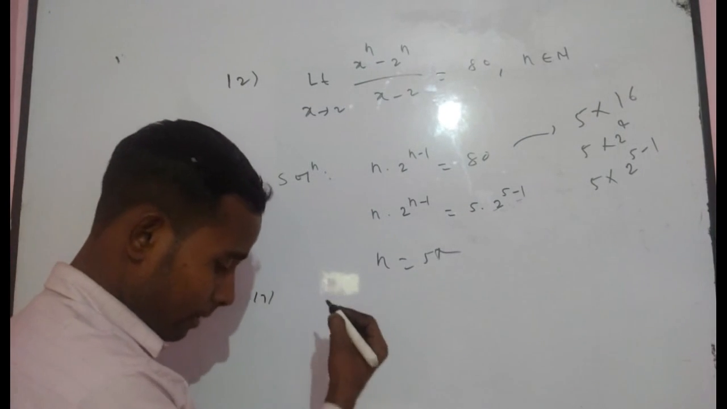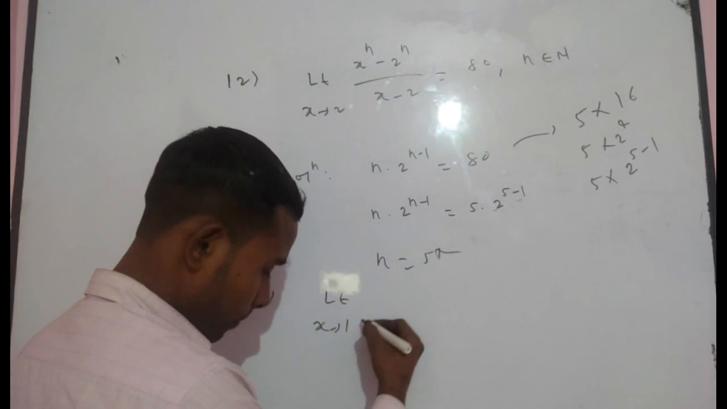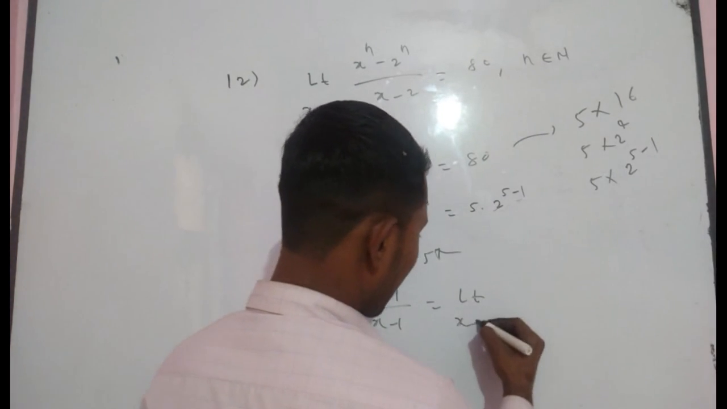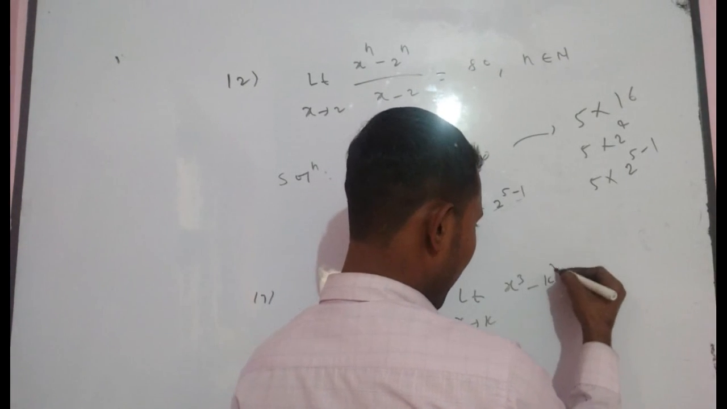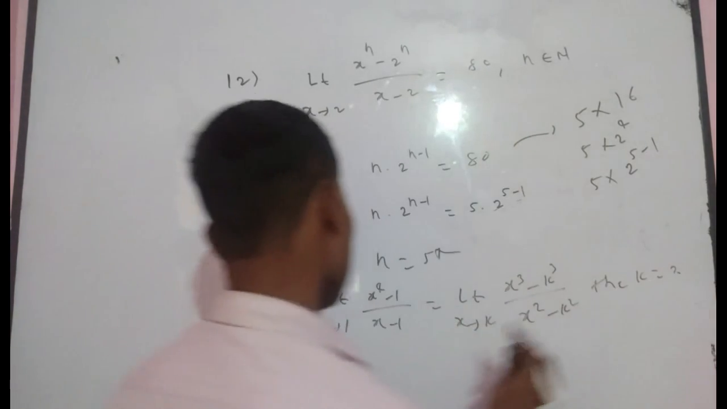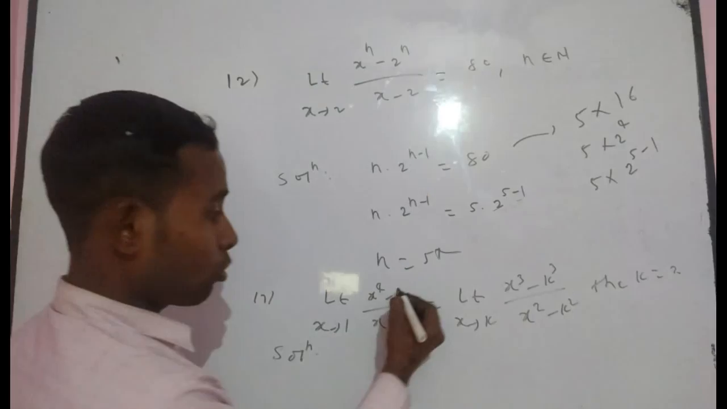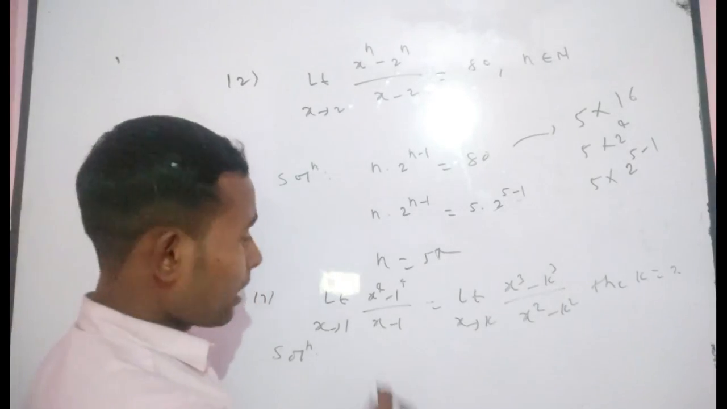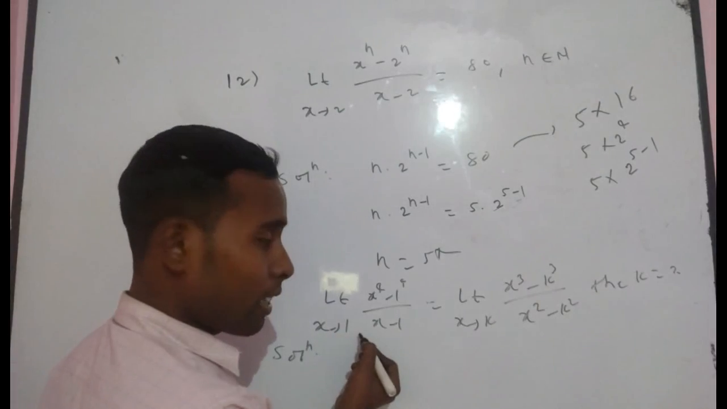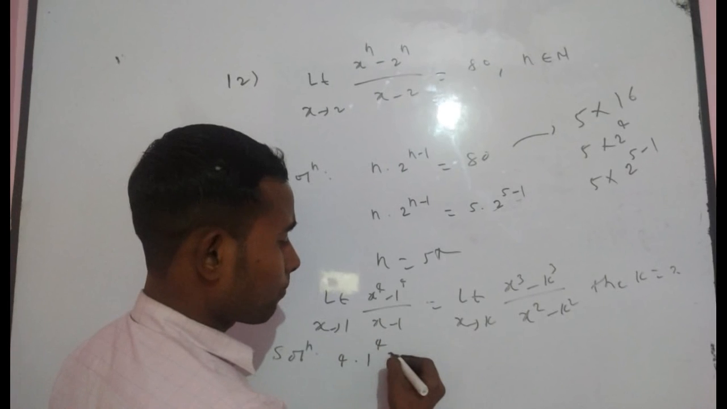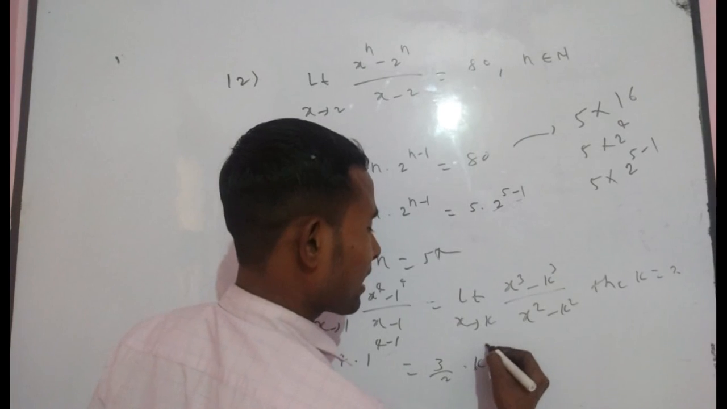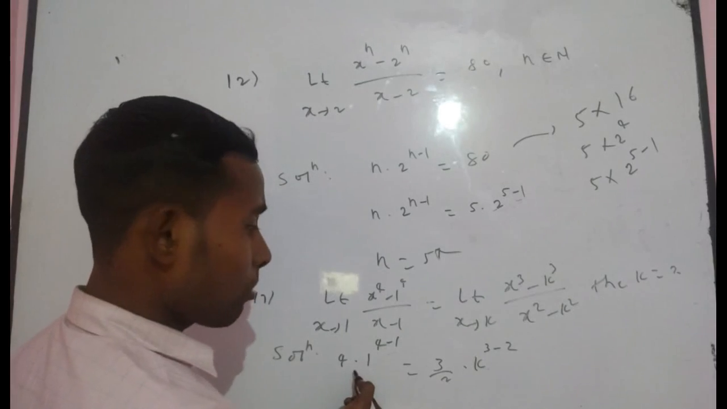Third, in this problem it is given that limit x tends to 1, x to the power 4 minus 1 divided by x minus 1 is equal to limit x tends to k, x to the power 3 minus k to the power 3 divided by x square minus k square, then k will be what? I think it is also very easy, because you can write here 1 to the power 4. Now you know that this is limit x tends to a, x to the power m minus a to the power n divided by x minus a. So can you write 4 into 1 to the power 4 minus 1 is equal to, it is 3 by 2 into k to the power m minus n, that means 3 minus 2. Can you write?